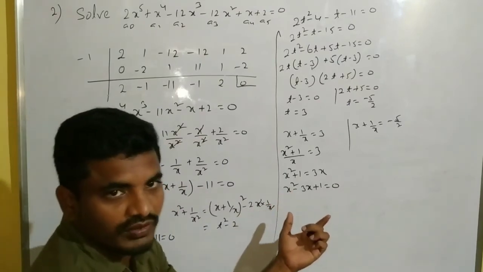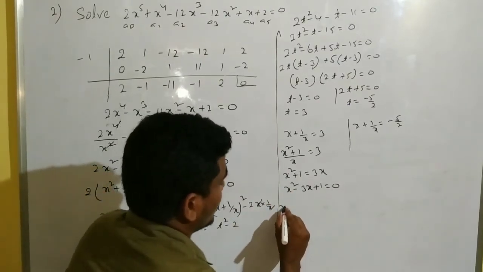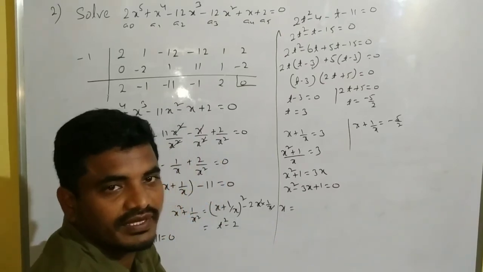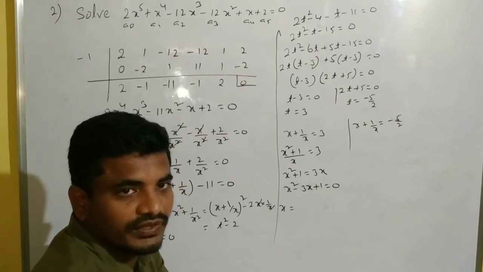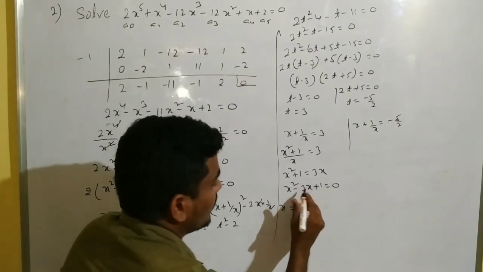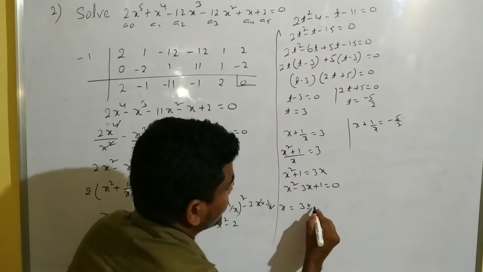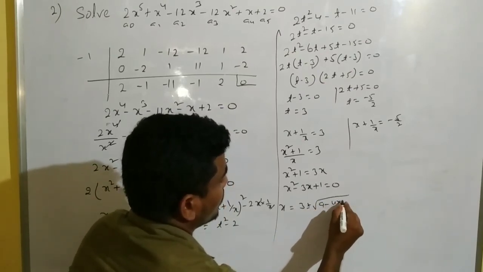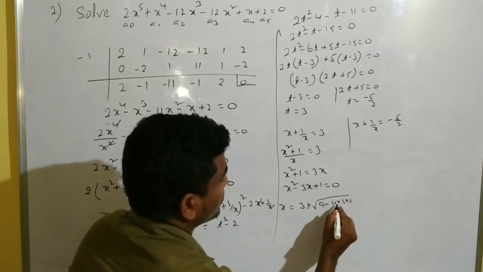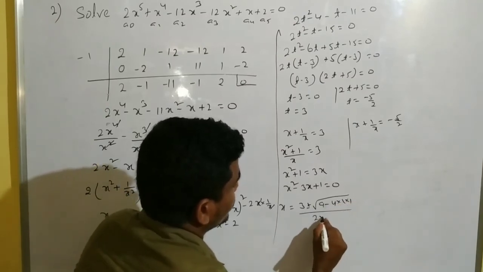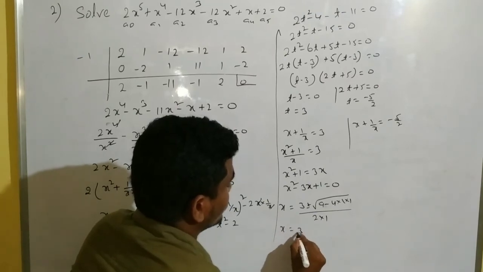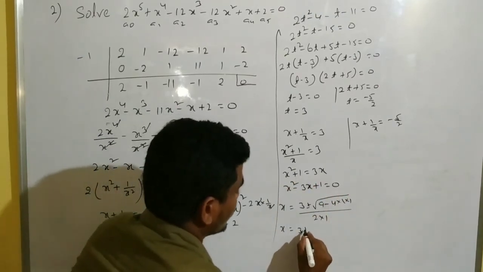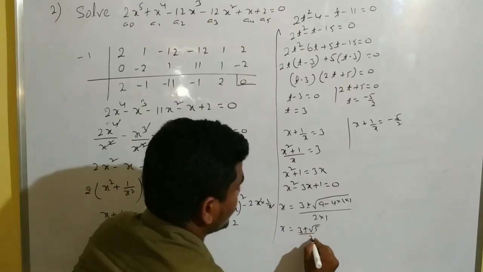When you factorize with the formula, x equals minus b plus or minus root over b square minus 4ac by 2a. That formula I am going to apply. Minus of minus is plus. 3 square 9 minus 4 into 1 into 1, by 2 into 1. So x equals 3, 9 minus 4 is 5, plus or minus root 5 by 2.